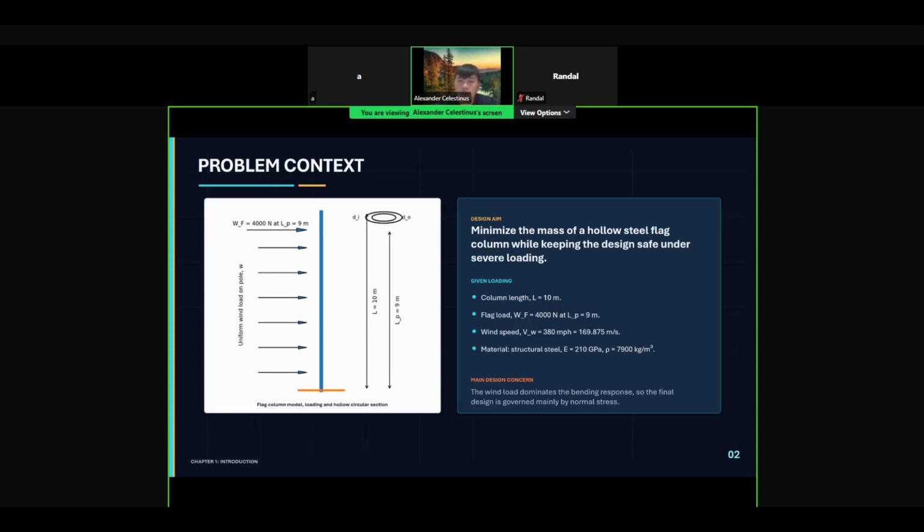This is our problem context. Our design aim is to minimize the mass of a hollow steel plate column while keeping the design safe under severe loading.